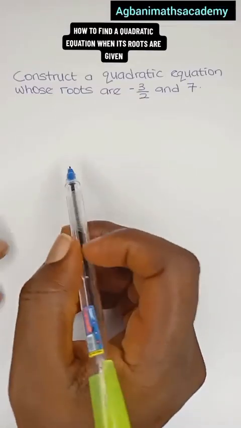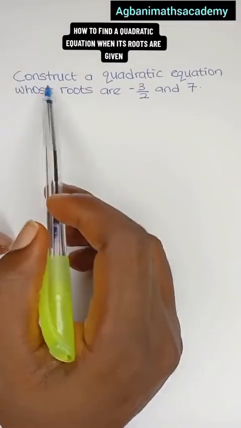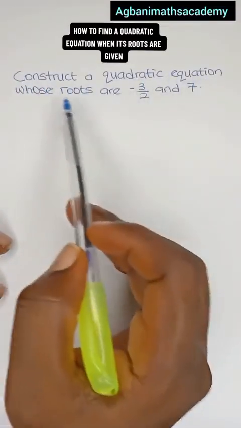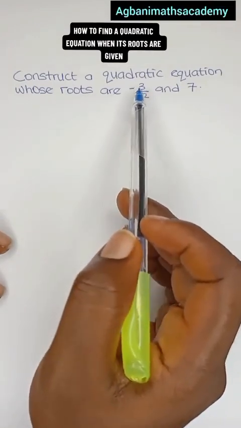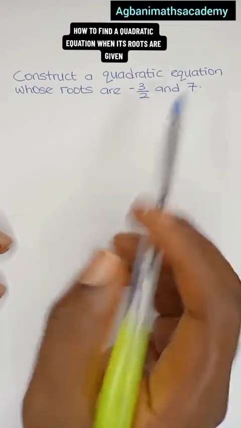Hi guys, let's look at this simple question that we have here. We are told to construct a quadratic equation whose roots are -3 all over 2 and 7.